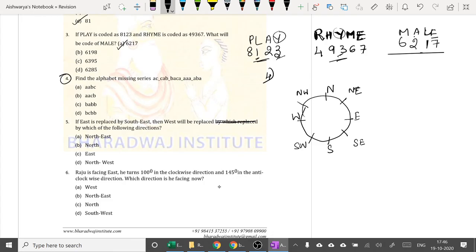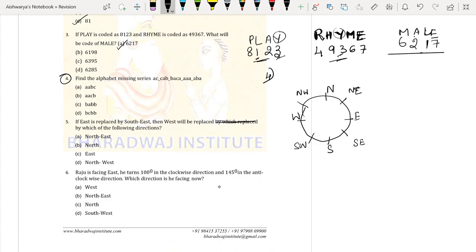East is replaced by southeast. East is replaced by southeast means east goes and southeast comes there. So in which direction is this circle moving? It is moving in this direction. Southeast is going up and replacing east, correct? So in this direction it is moving. West will be replaced by which direction? So west will come down, and in place of west, what will come? Northwest will come. Are we clear? Yes, ma'am. So answer is northwest. Option D, northwest. Right.